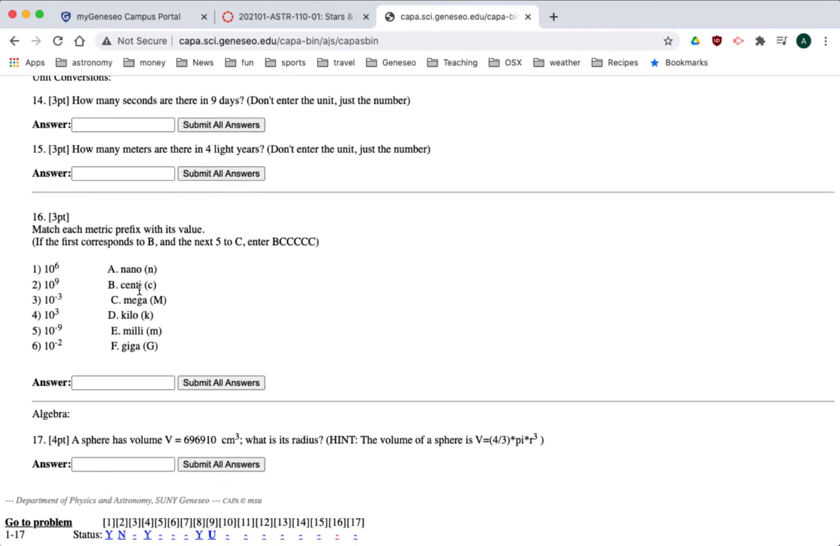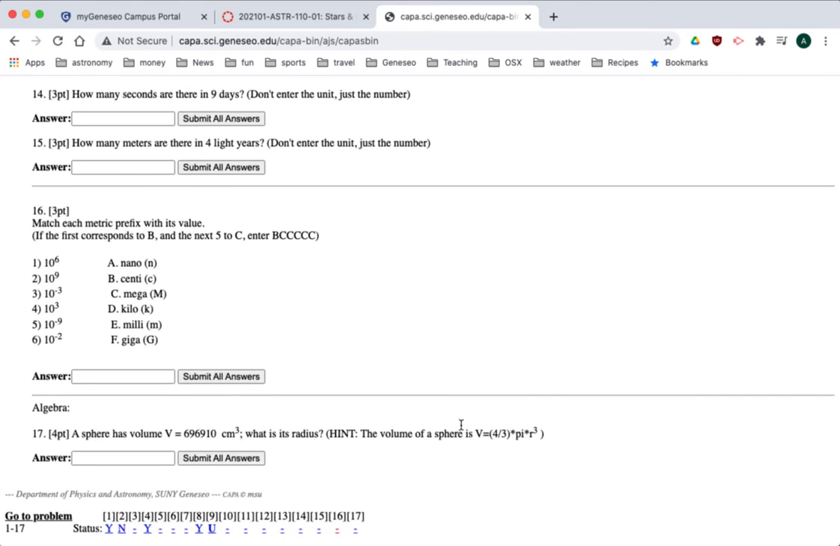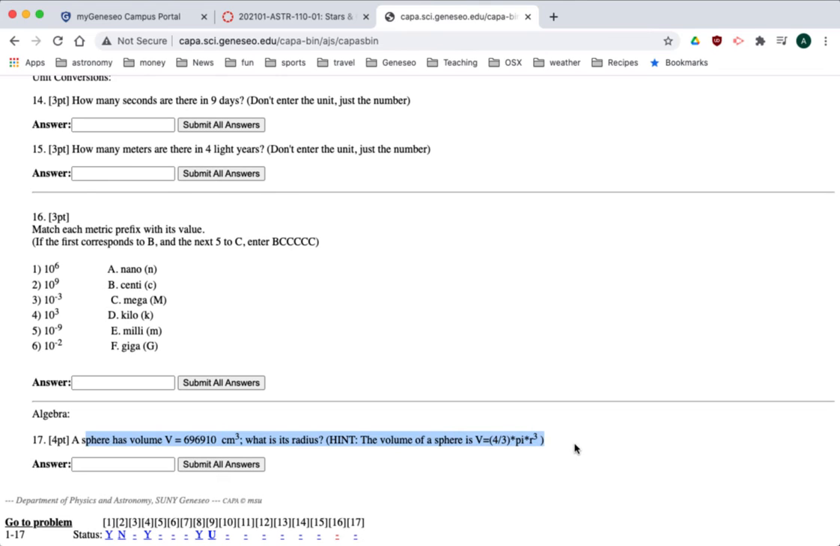Nano is 10 to the minus 9, cent is 10 to the minus 2, and all of these are the ones that we will be using, some more often than others in this particular class. And finally, there's a simple algebra problem here at the end. Not so simple. There's an algebra problem that will test you on what your algebra skills are.